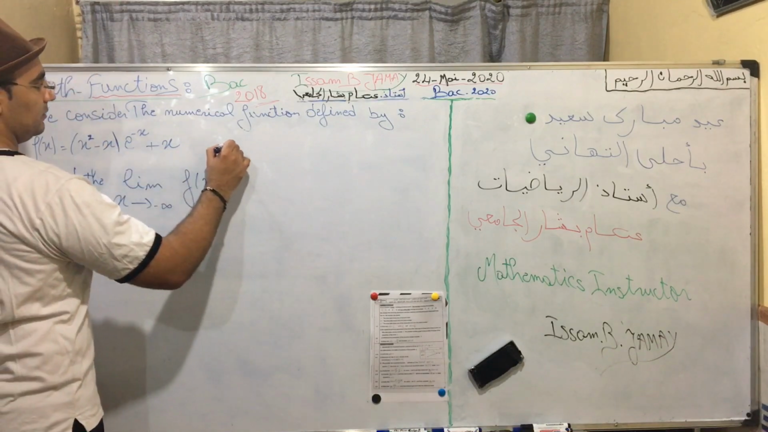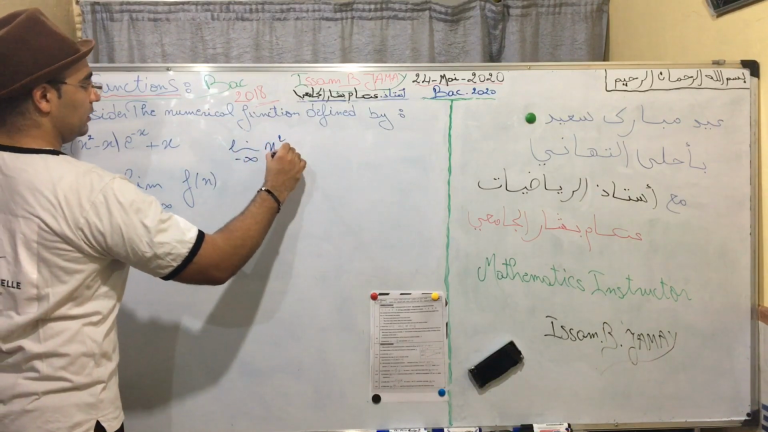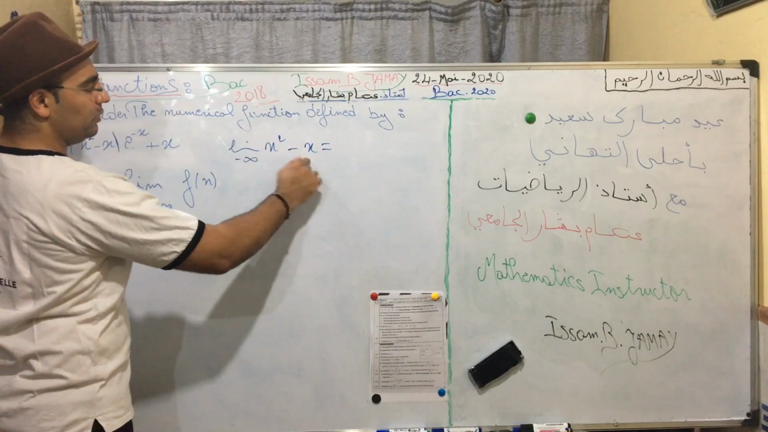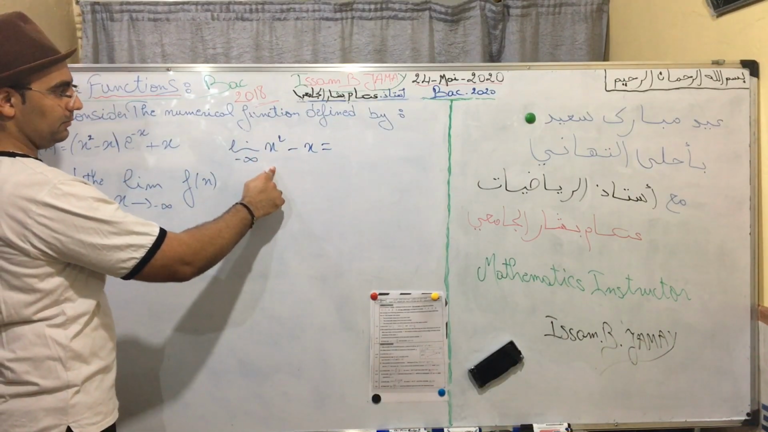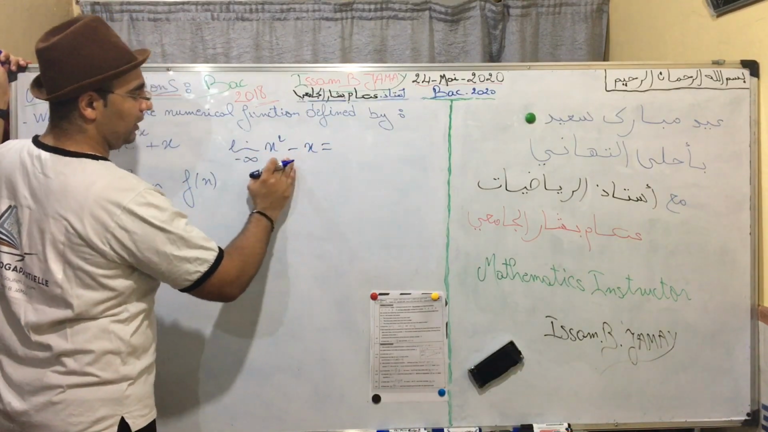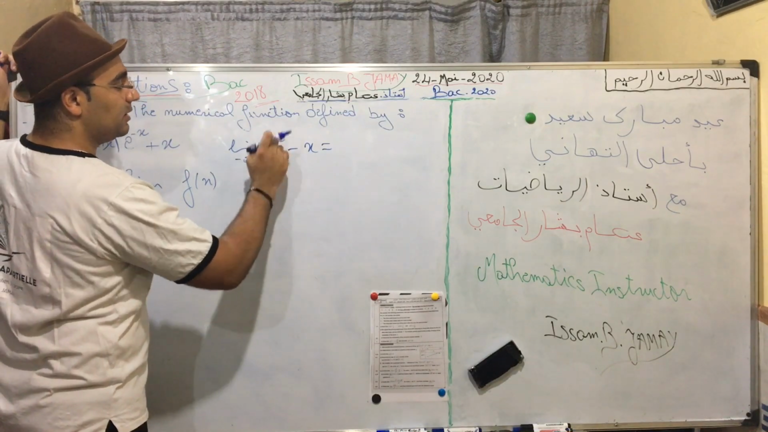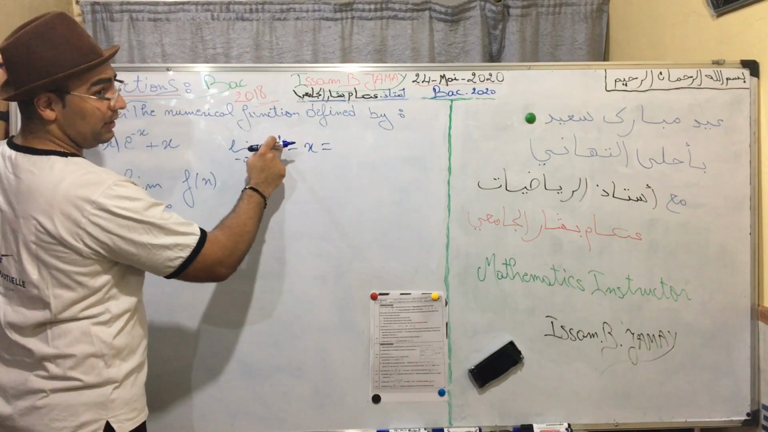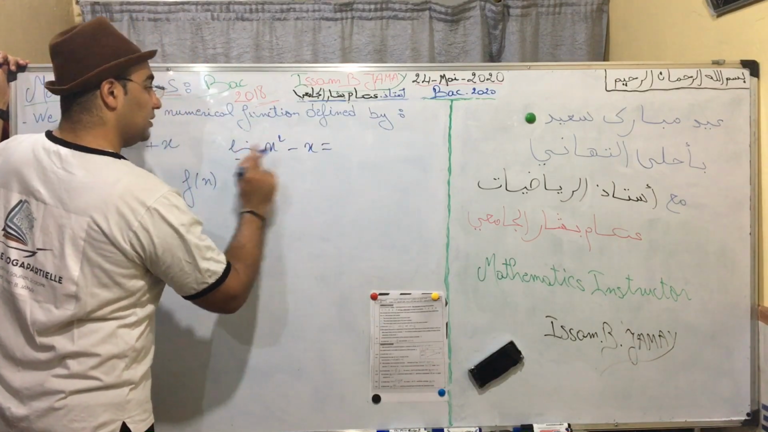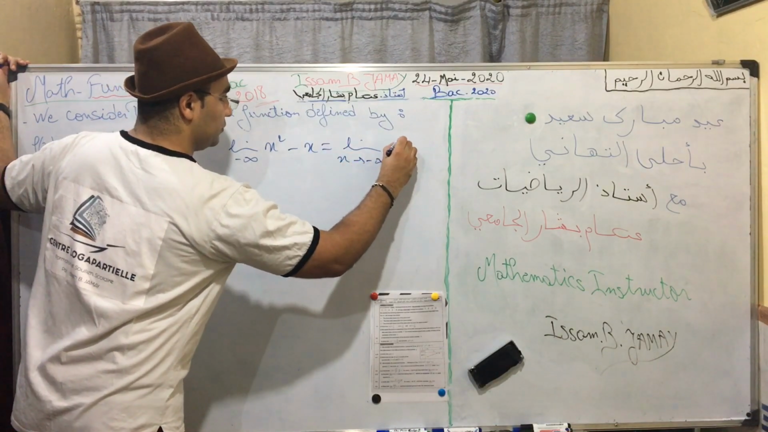So here what we're going to do. We have the limit when x goes to minus infinity of x squared minus x. So this is a polynomial function. Alright? And we have a rule that says whenever we have a polynomial function, we take only the biggest term, which means the term that has the biggest exponent. So this one is equal to the limit when x goes to minus infinity of x squared.